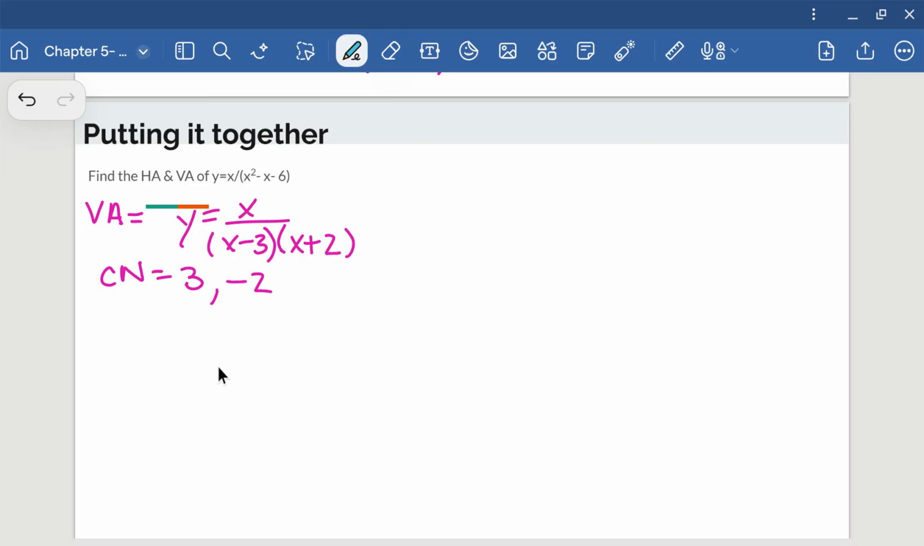And then we want to see what is going on. So if you have your limit as x tends towards 3 from the left, and we plug in 3, just a smaller number, we'll get a positive value in the top.